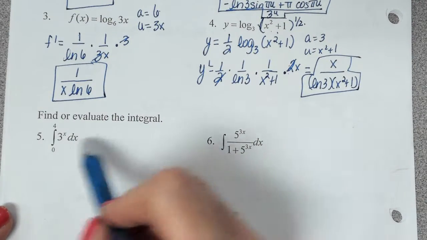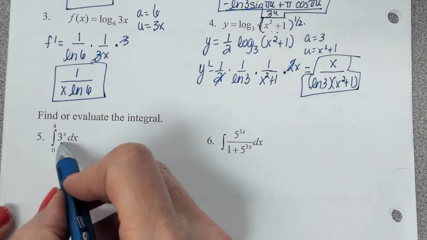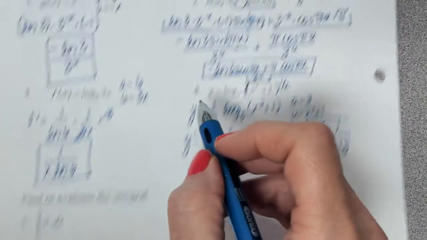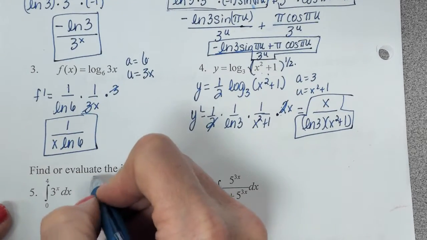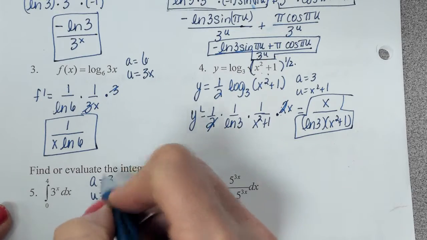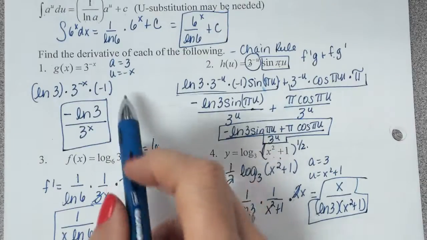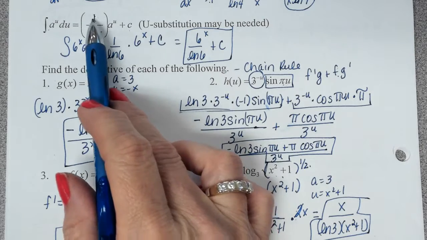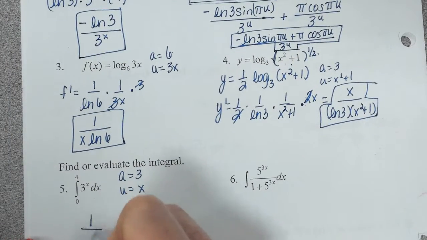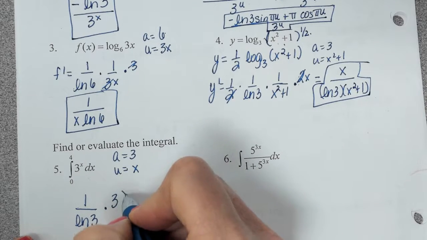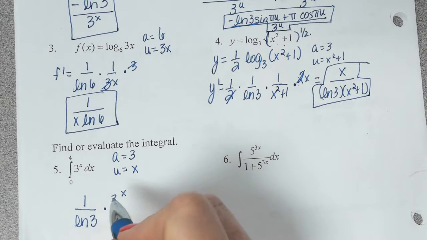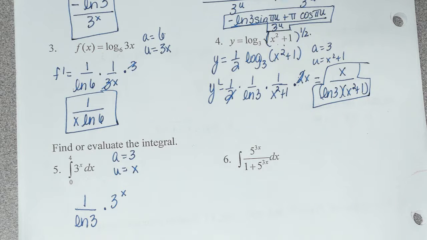All right, so let's try these two now. So we're trying to find this integral, and it's a definite integral. So I'm going to look at my formula right here. A in our case is going to be 3. U in our case is going to be x. And then I just review the formula. So it's 1 over the natural log of A times A to the U, so 3 to the x. And do I put plus C if I'm going to use a definite? No. Definite means that we're trying to find the area under the curve.